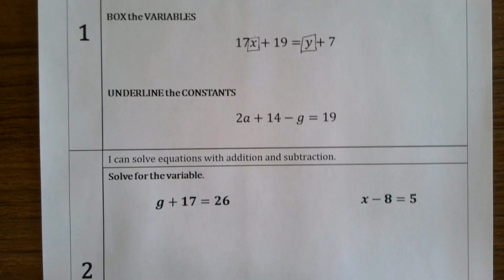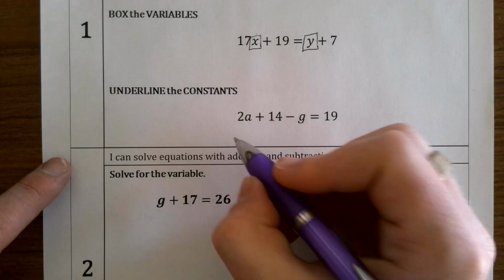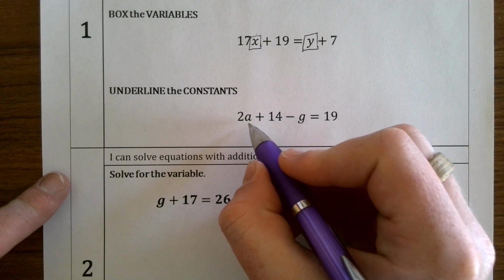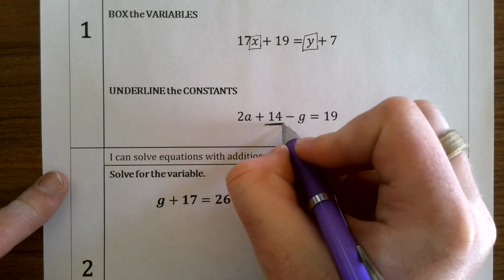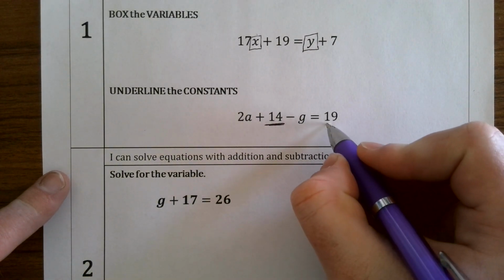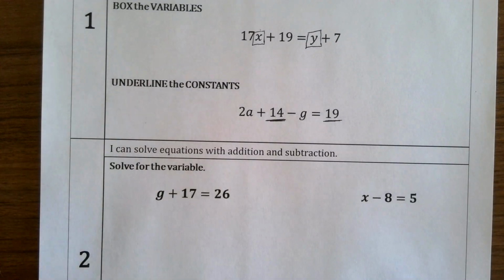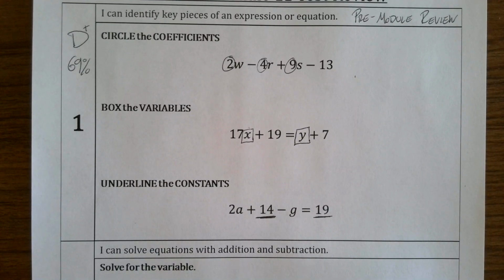Lastly, you're going to underline the constants. Constants are just numbers by themselves. 2 has an A attached. 14 doesn't have anything attached, so 14 is a constant. G is a variable, and then 19 doesn't have anything attached, so 19 is also a constant. If you are able to do those 3 things, you will get a level 1.